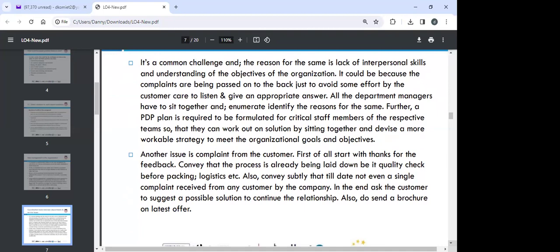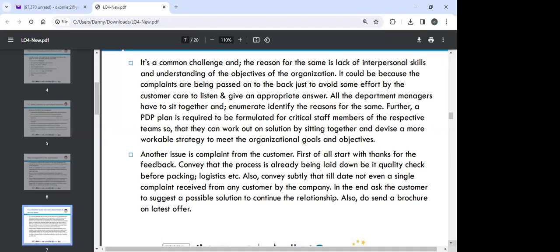Further, a PDP plan is required to be formulated for critical staff members of the respective teams so that they can work out solutions by sitting together and devise a more workable strategy to meet the organization's goals and objectives.